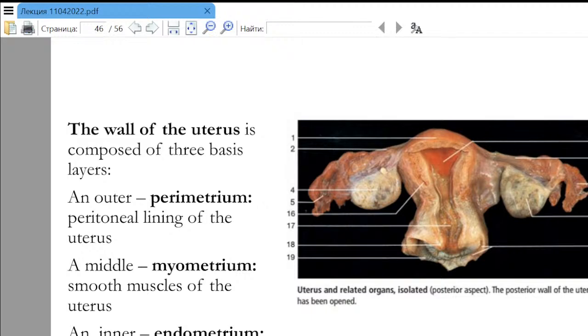This is, you see, mucous membrane. This is the body, uterus, body. This is the neck, cervix. This is the vagina, ovarium, fallopian tube.